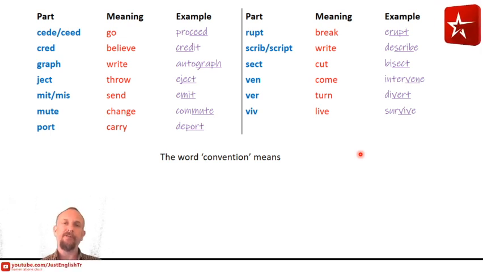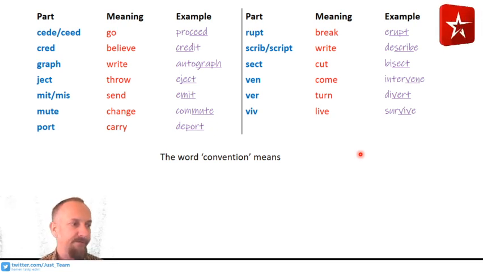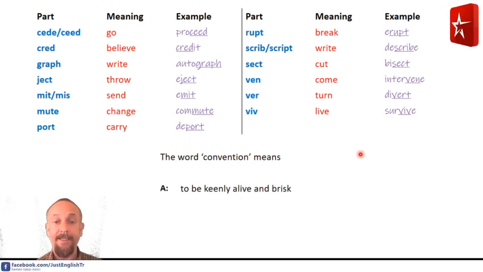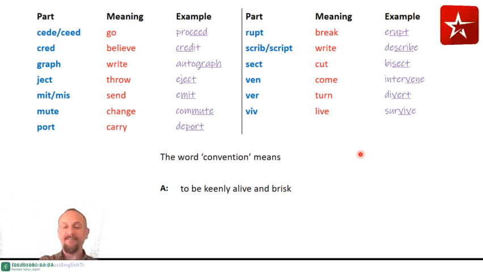Convention. I'll let you think about that word for a little bit. I don't want to be going too fast. Very good, Mimosa. Very good, Ecem. Yep. So we've got A, to be keenly alive and brisk.